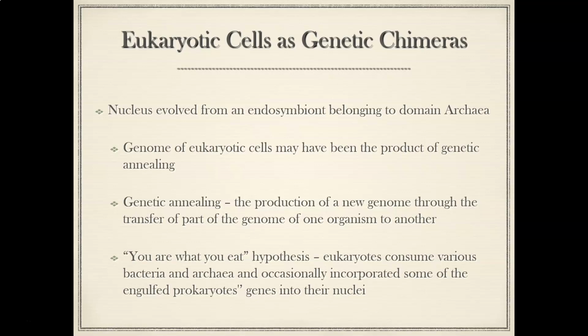So, realistically, eukaryotic cells are just these genetic and structural what they call chimeras. If you know anything about mythology, chimeras were organisms that were pieced together. So things like head of a lion, body of a horse, that kind of thing. So they're pieced together from other organisms. Your nucleus probably evolved from an endosymbiont belonging to our domain Archaea.